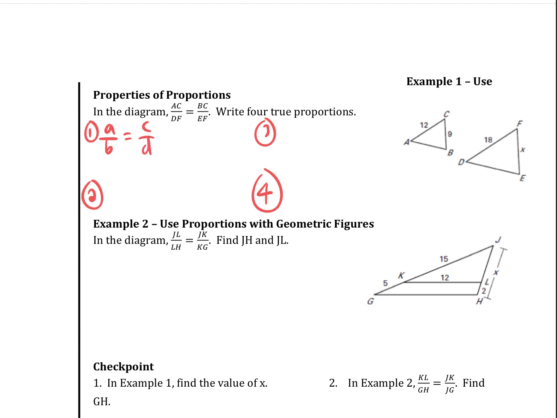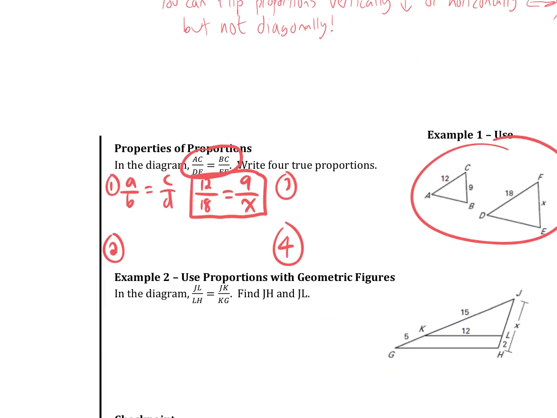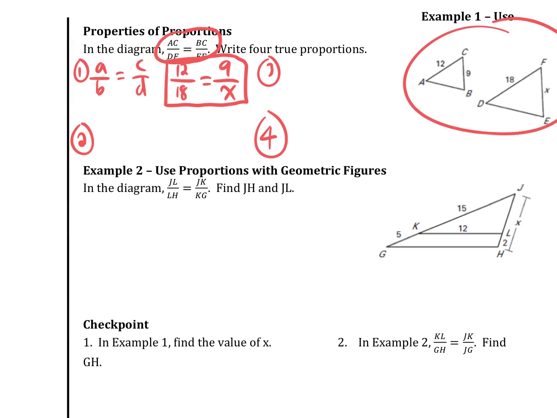So in this case, we have AC over DF. Let's start with the original one. AC over DF, we're looking at this over here. So AC was 12 over DF, which was 18, equals, then we have BC, which is 9, over EF, which is x. Okay, so this is one of the proportions, just by what they gave us. I would highly encourage you, whatever they give you to start, that's a really good way to start your proportions, okay? All right, so why don't you guys go ahead and, based on these things we talked about up here, see if you can come up with a few more different proportions. Go ahead.